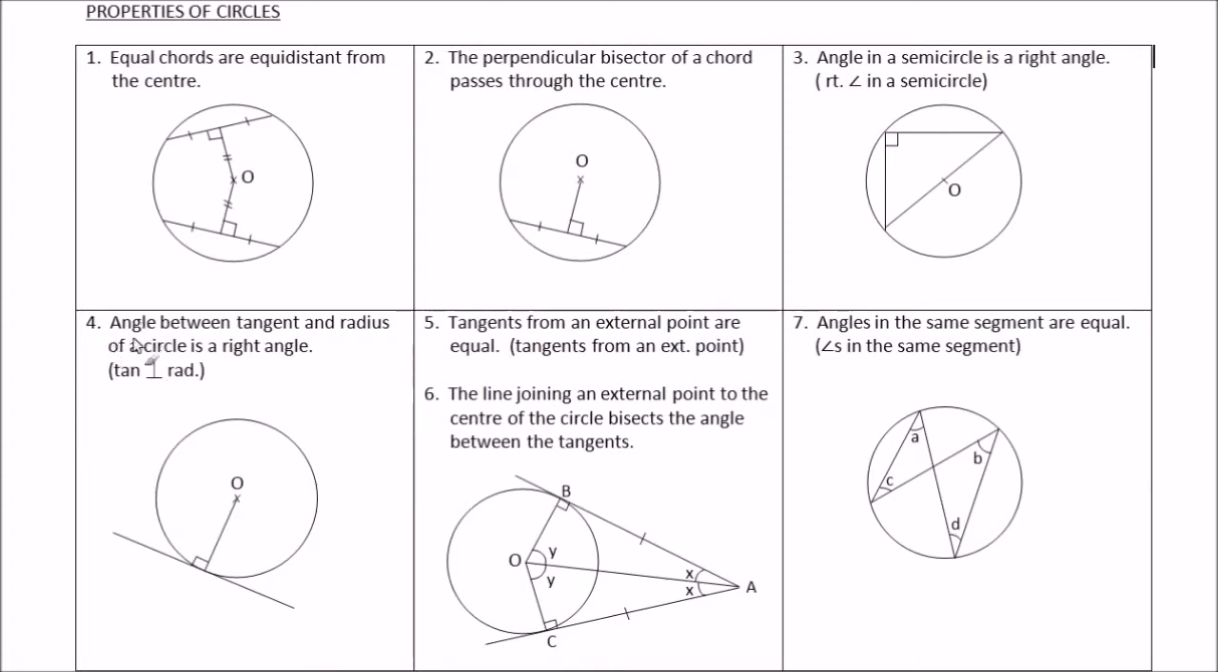Property number 4, the angle between a tangent and the radius of a circle is a right angle. Or can be written in this abbreviated form here, tangent perpendicular to the radius. Now what is the tangent? A tangent is a line that touches the circle at only one point. This point is called the point of contact. If at the point of contact a line is drawn to the center of the circle, then this line is perpendicular to the tangent at the point of contact.